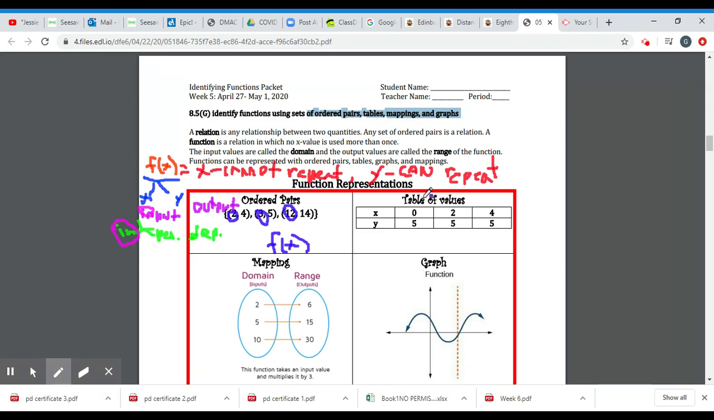Now, we have a table of values, just as simple as being able to identify from an ordered pair. So I'm going to look at my x's. All my x's are on the top in this case. So I have 0, 2, and 4. Do any of them repeat? Right. So then, is it a function? Yes, it is a function.